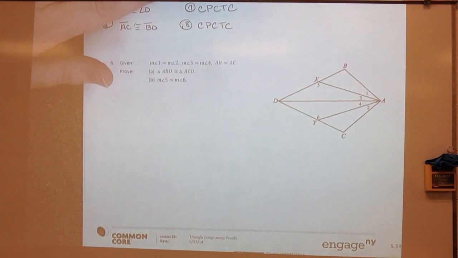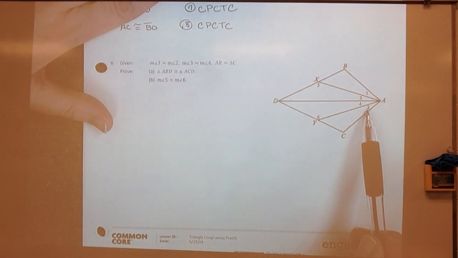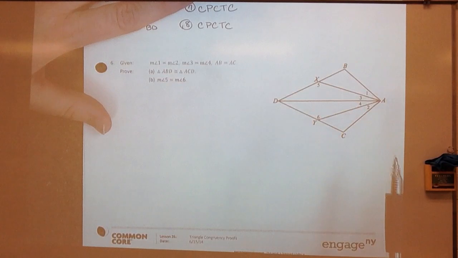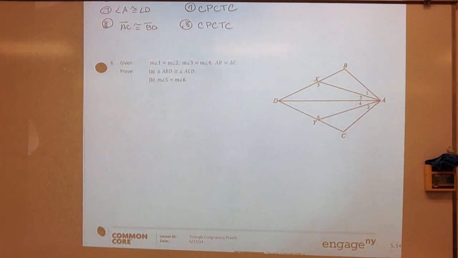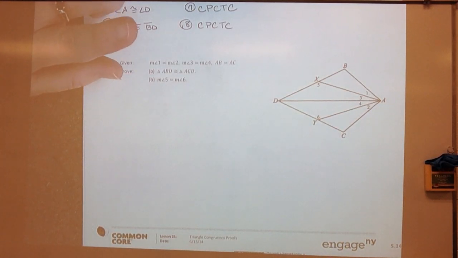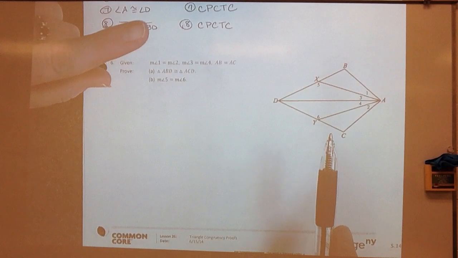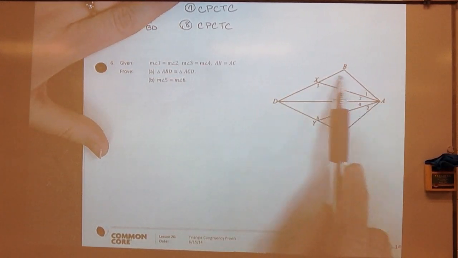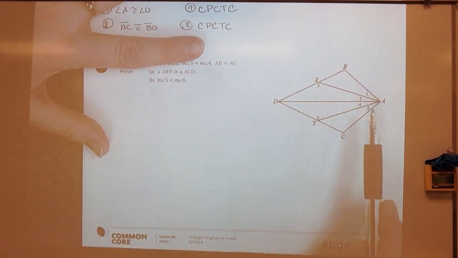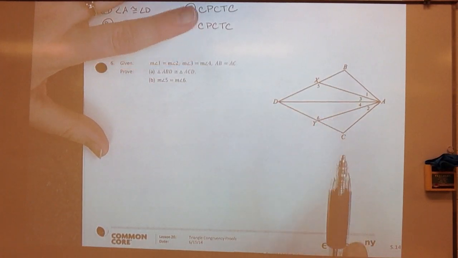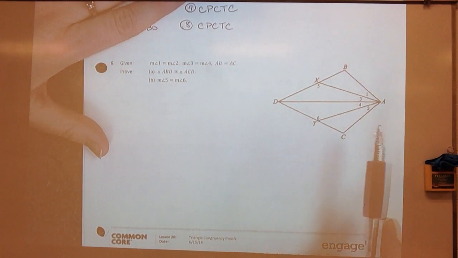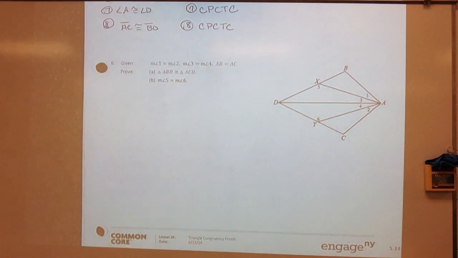The measure of angle 1 is equal to the measure of angle 2. The measure of angle 3 is equal to the measure of angle 4. And AB is equal to AC. There are two parts they want us to prove. They want us to prove that triangle ABD, this big triangle here, is congruent to triangle ACD, this big triangle here. And they want us to prove the measure of angle 5 is equal to the measure of angle 6.